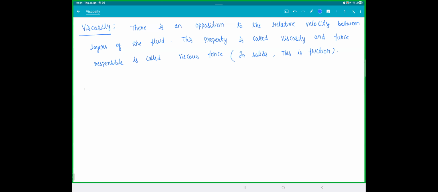Now, a few things here. You have to remember these theoretical questions. If you increase the temperature, what happens with viscosity? In case of liquids, viscosity actually decreases. It means a hot liquid will flow faster than a cold liquid.